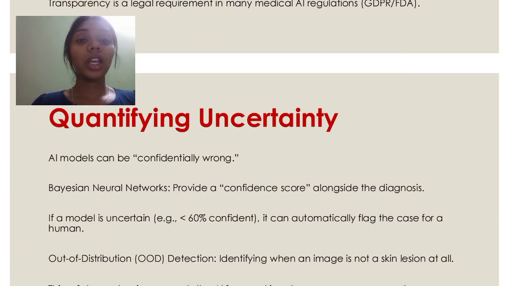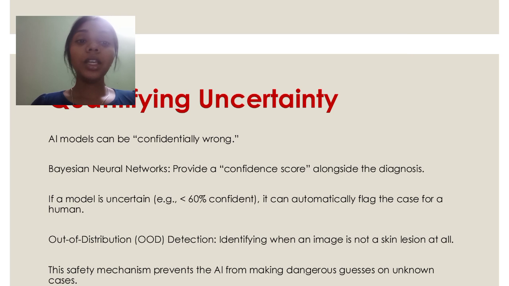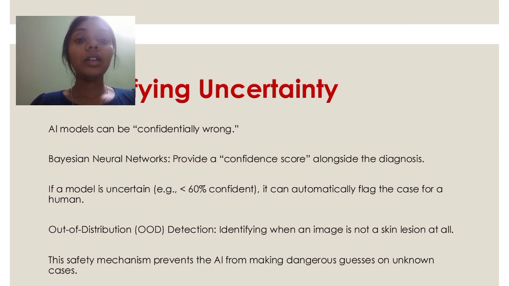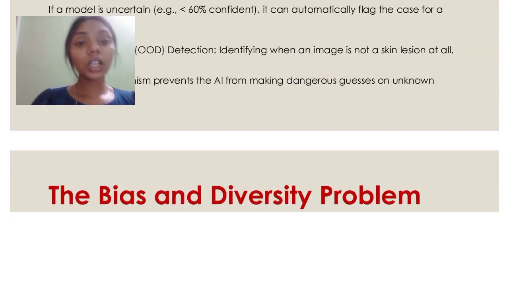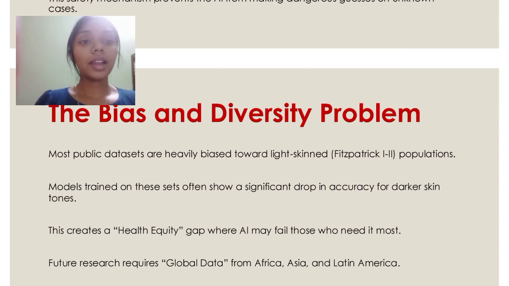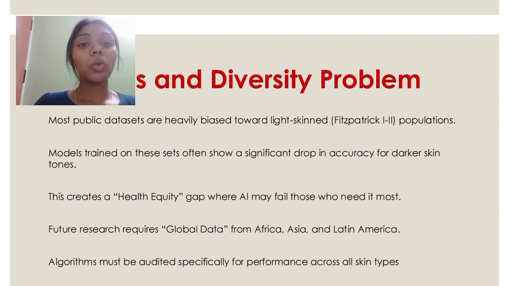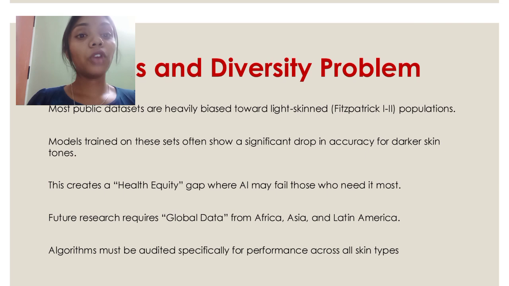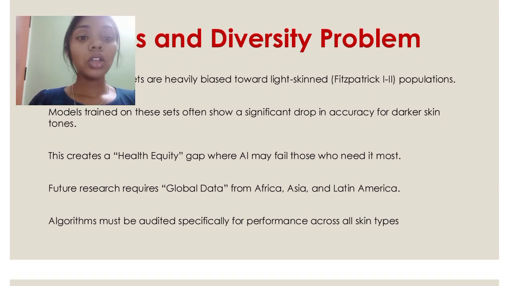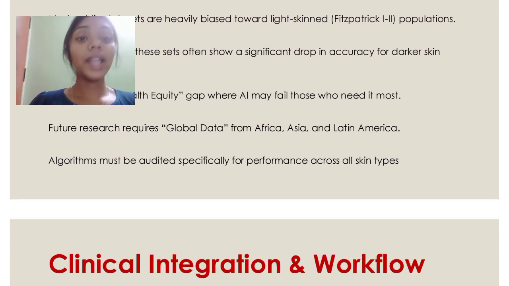The next slide is uncertainty quantification. AI models can be confidently wrong, and for out-of-distribution inputs, identifying when an image is not a lesion at all. And the next slide is the bias and diversity problem. So models trained on these datasets often show a significant drop in accuracy for darker skin tones. So algorithms must be audited specifically for performance across all skin types. So future research requires global data.